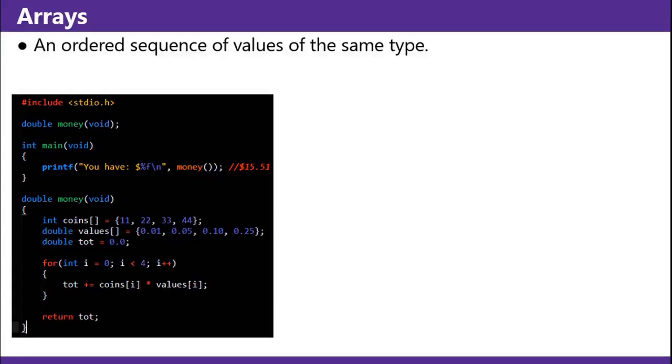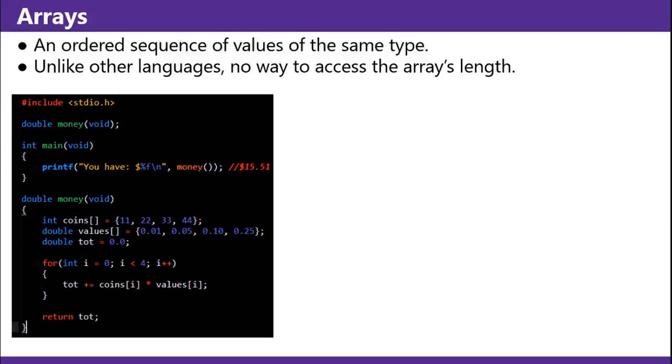Arrays: an ordered sequence of values of the same type. Unlike other languages, there's no way to access the array's length. In this example, you have a coins array where you have 11 pennies, 22 nickels, 33 dimes, and 44 quarters. And then you have the values of these currencies in the other array. You go through a for loop, and when you do coin sub-i or value sub-i, you're accessing that certain position in both arrays.